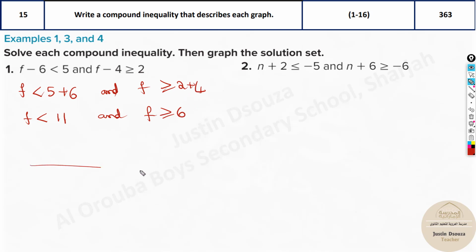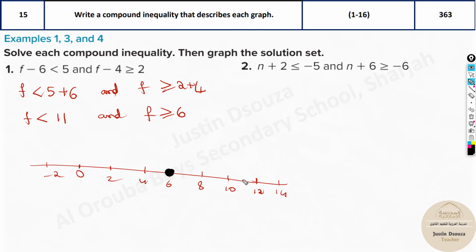Now let's try graphing this, okay? See, because it's all positive, I'll take 0 over here. This is, say, any number. I'll take 2, 4, 6, 8, 10, 11, 12, 14, and so on, okay? Over here, it's -2. Now see what are the points given to us. 6, and this is greater than or equal to, so what do we need to do? We need to make a point here. See, like this, a point, fill the point.